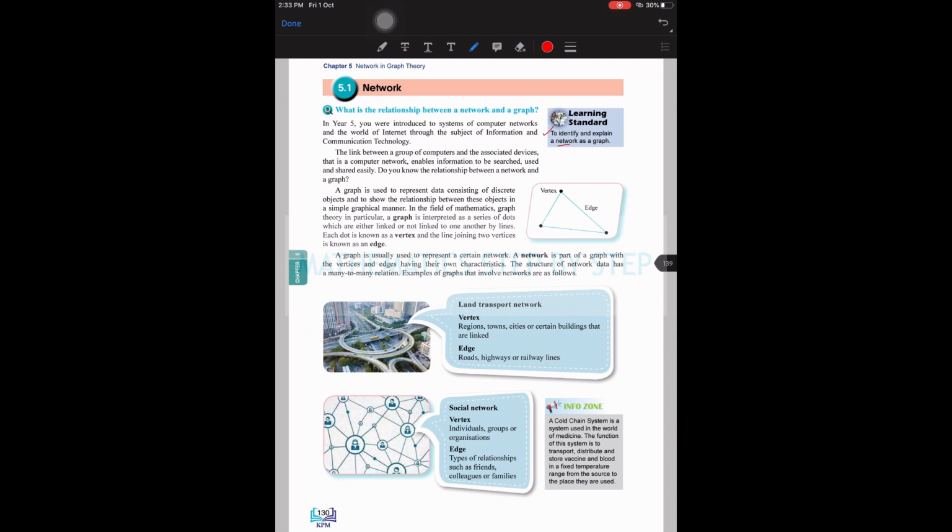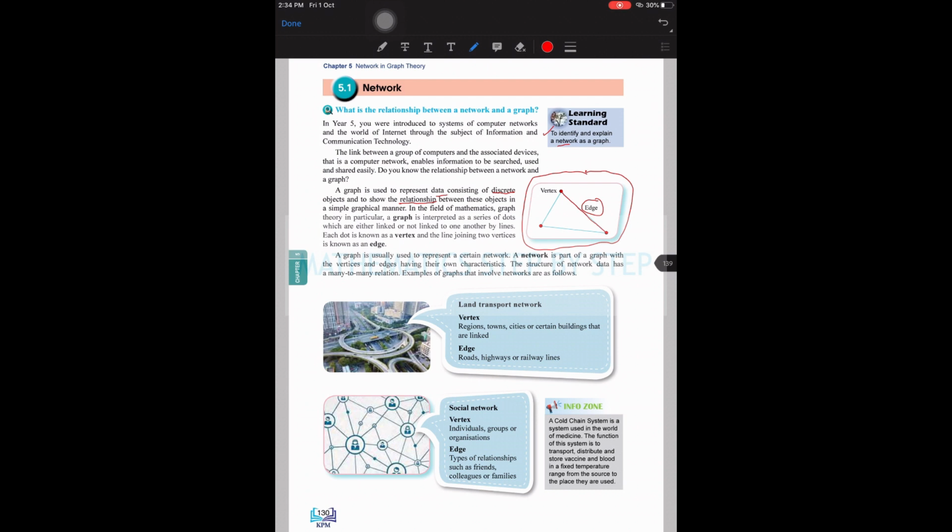So we can see a graph looks like this, okay? It has vertices. These dots are called vertices, okay? Then the lines joining the dots are called edges, okay? So a graph is used to represent data consisting of discrete objects and to show the relationship between these objects in a simple graphical manner.